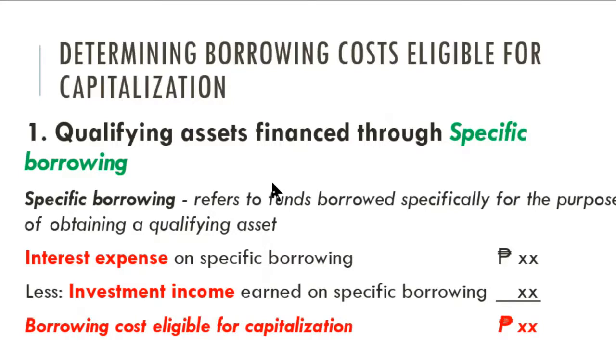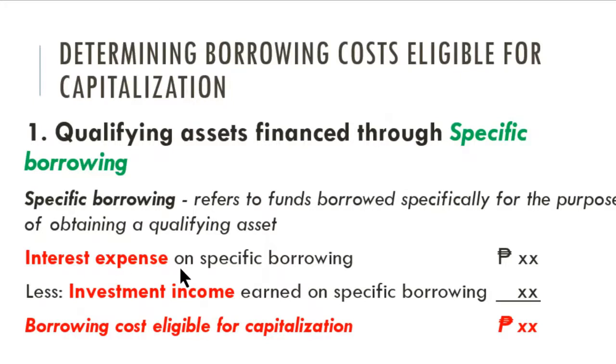So if specific, meaning the funds borrowed are specifically for the purpose of obtaining a qualifying asset. Meaning, ang reason jud sa pagpangutang is para magpagama sa qualifying asset. So, that is what we refer to as the specific borrowing. So, how do we compute? The formula would be the capitalizable borrowing cost is equivalent to the actual borrowing cost, which is the interest expense that we actually incurred on that specific borrowing.